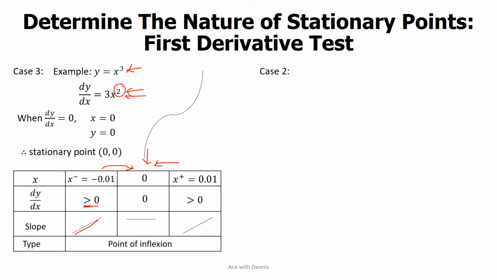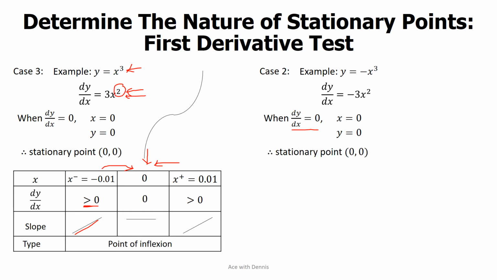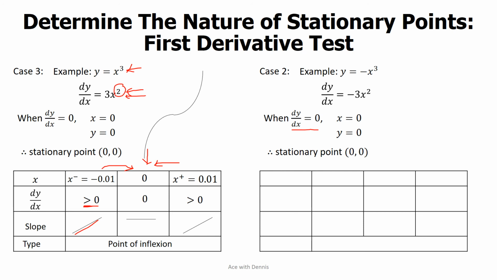Okay, so now let's move on to case number 4. Right, let's look at a simple example, when y equals negative x cubed. So again, we repeat the same steps. dy over dx equals negative 3x squared. So when dy over dx equals 0, now we want to find the coordinates of the stationary point. So dy over dx equals 0, x will be 0, y will be 0. So the coordinates of the stationary point will be (0, 0).